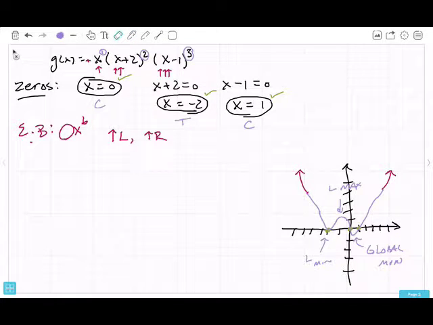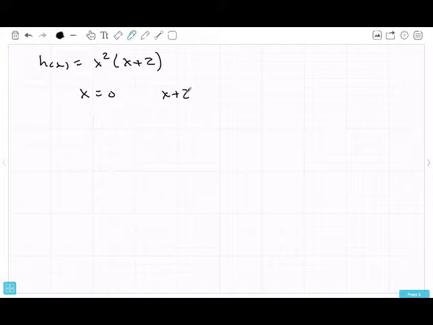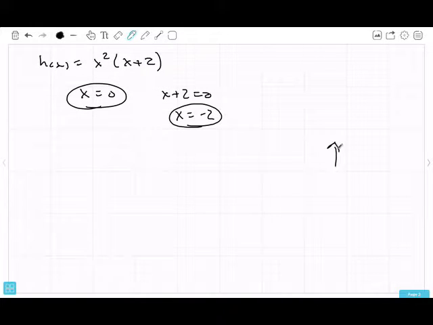Let's do one more just for clarity also. Let's do H of x equals x squared, x plus 2. Okay, so I'm going to do this quick. If you need to pause it, hit spacebar. So our factors are x and x plus 2. Set them equal to 0. That one's equal to 0 already. There's that one. Okay, now on my graph, I'm going to mark those 0, -2.